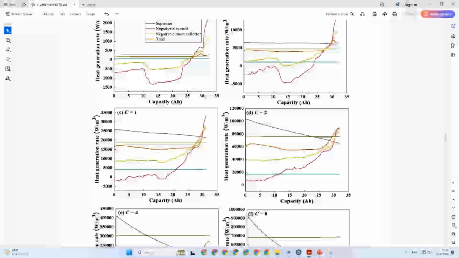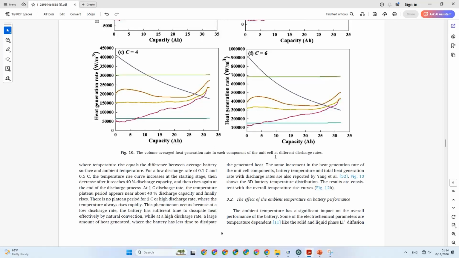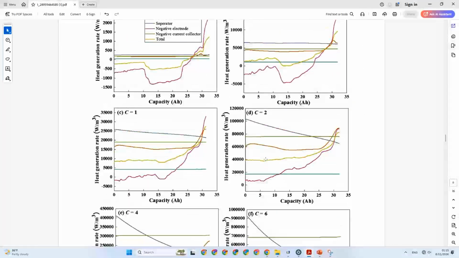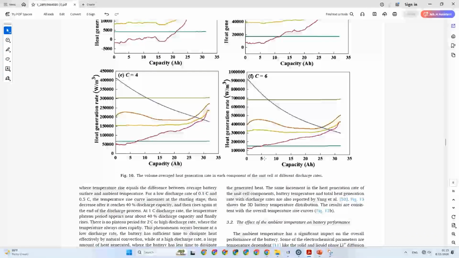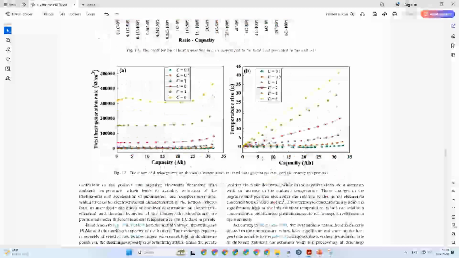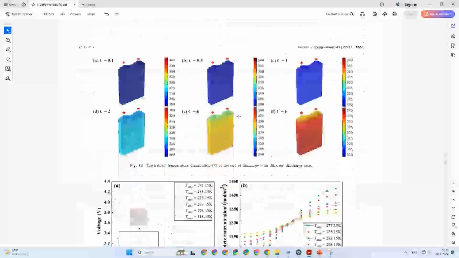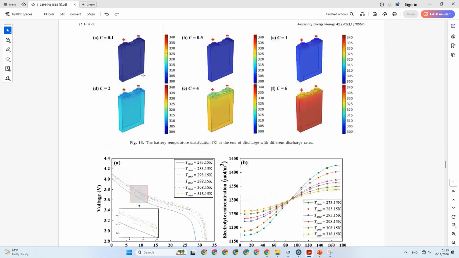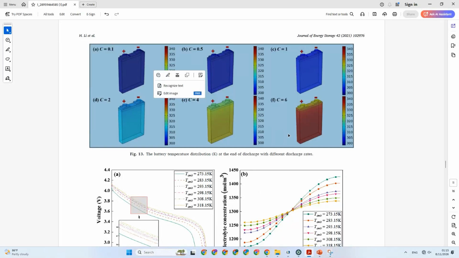This is heat generation, heat generation versus capacity. And maybe this is from, I don't know, maybe this is from the thermal part, because this has temperature rise. And this is from, yes, this is from temperature. And copy that.